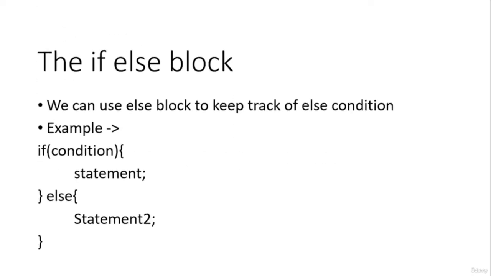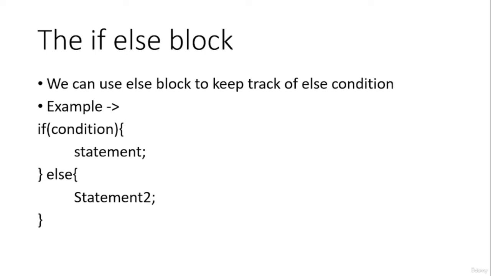Now let us see another variety of if block, the if else block. The if else block has a specific else part attached to the if block, so that if the if condition fails, the else part will be executed. So that is how if else will work.